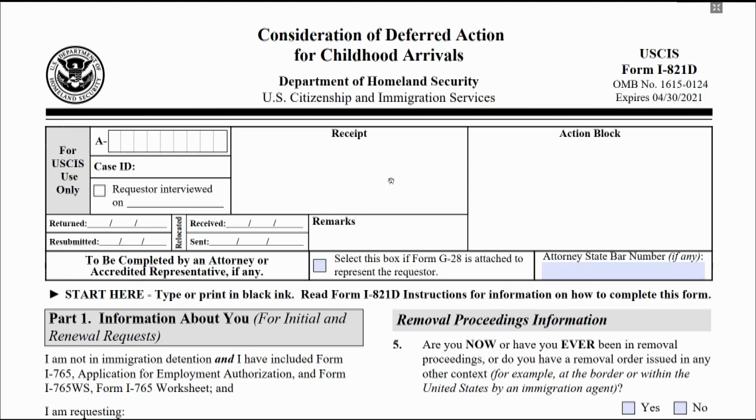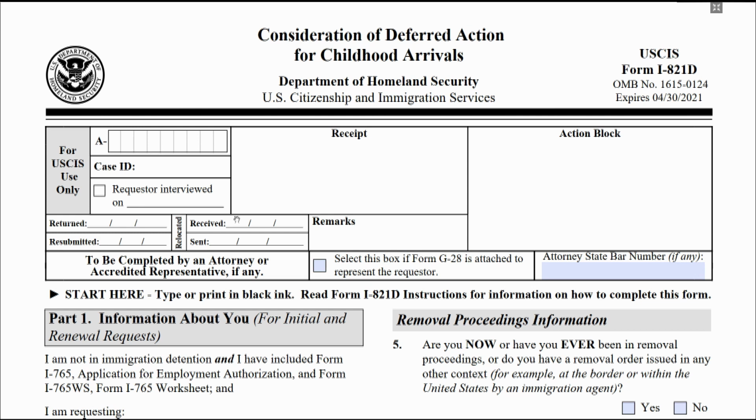Hello everybody, this is Attorney Jesus Martinez, and today I want to discuss how to properly fill out the DACA application. It's the I-821D form. I suggest you go on the USCIS website and download the most recent one just because they update them and they expire. So let's get right to it.